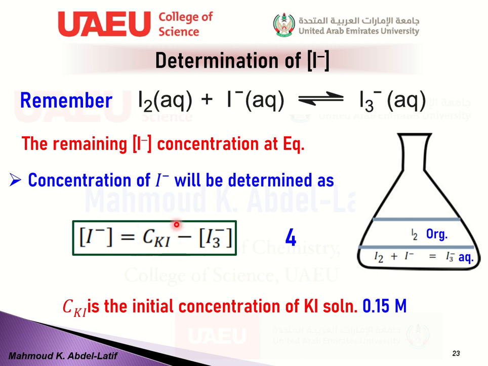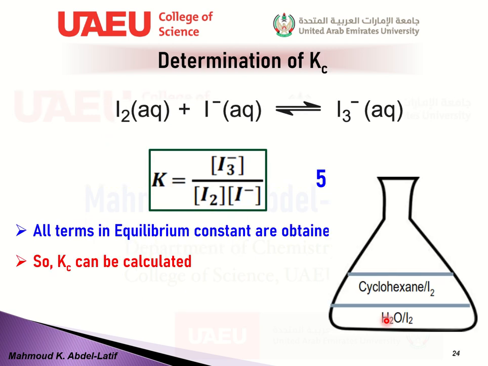It will be the initial concentration you started with minus the concentration of the triiodide you got from equation number 3. So for potassium iodide initial concentration, we will use this concentration 0.15. Now we can determine the equilibrium constant with respect to concentration.